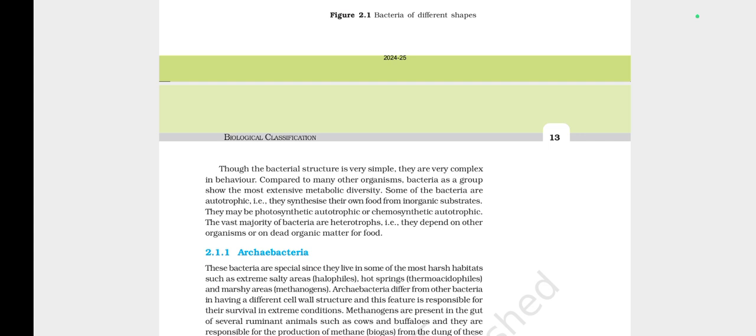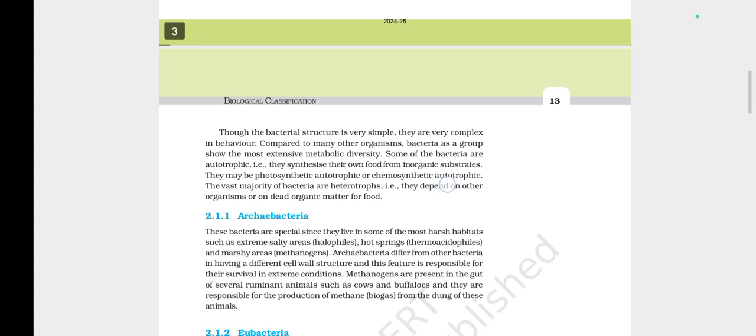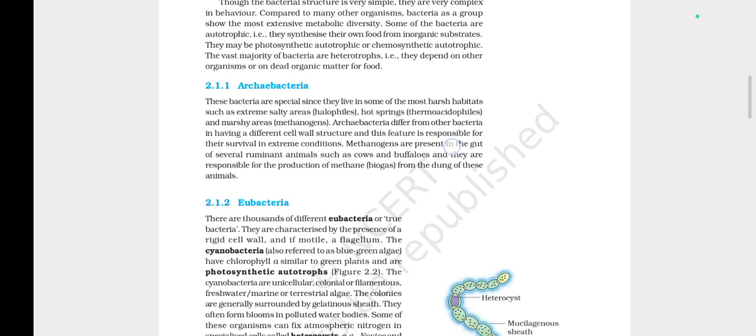Some bacteria are autotrophic. They synthesize their own food from inorganic substances. They may be photosynthetic autotrophs or chemosynthetic autotrophs. The vast majority of bacteria are heterotrophs. They depend upon other organisms or dead organic matter. Okay.